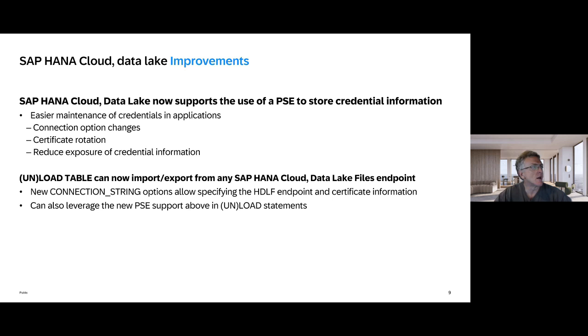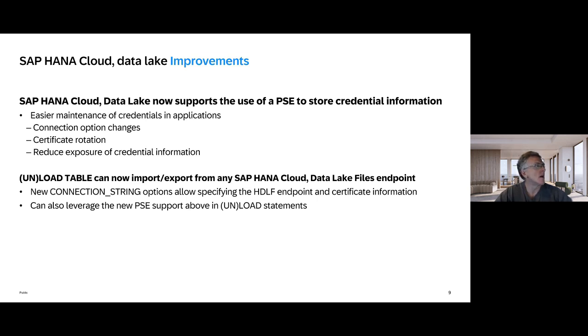Second feature, which is closely related to this, is using a load and unload table. You can now import and export from any HANA Cloud Data Lake Files endpoint. So before the QRC4 release, whenever you create a data lake, you always get a data lake files and optionally a relational engine, and the 2 are by default connected to each other. Now the additional functionality is there that if you have a relational engine instance and then you have a data lake files instance running separately somewhere else, you can use that data lake files instance to load and unload data into your relational engine separate instance.